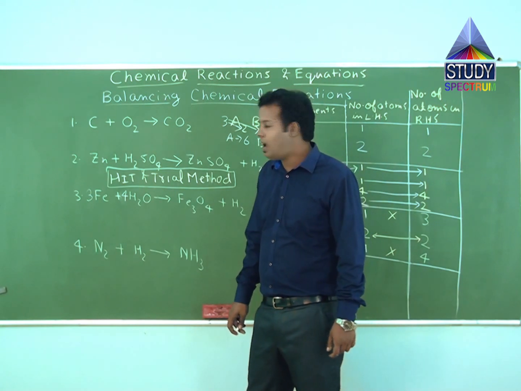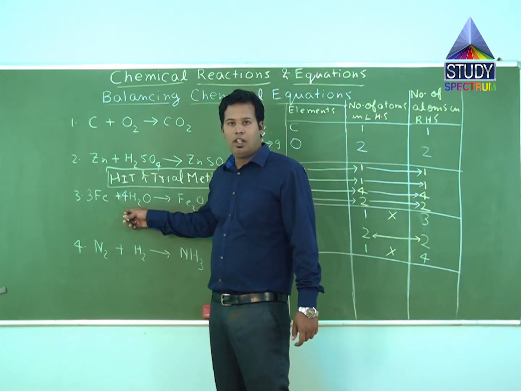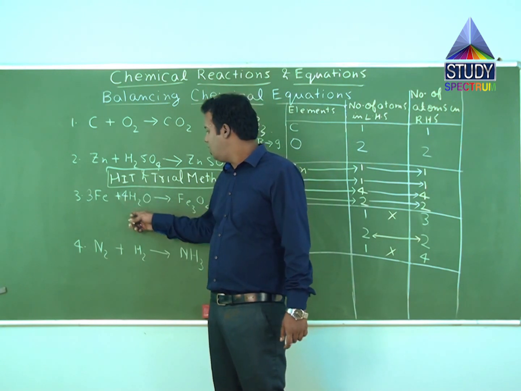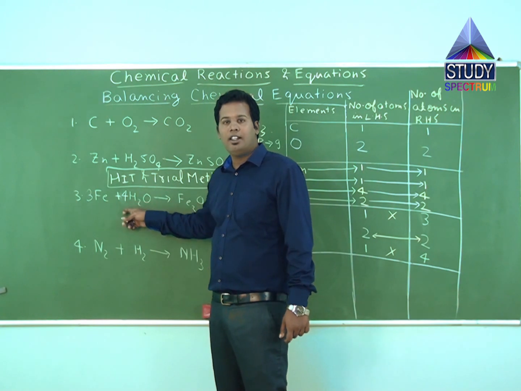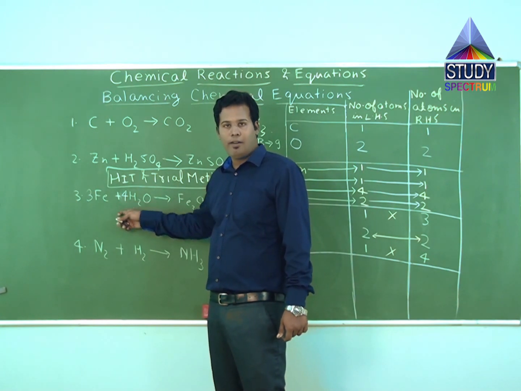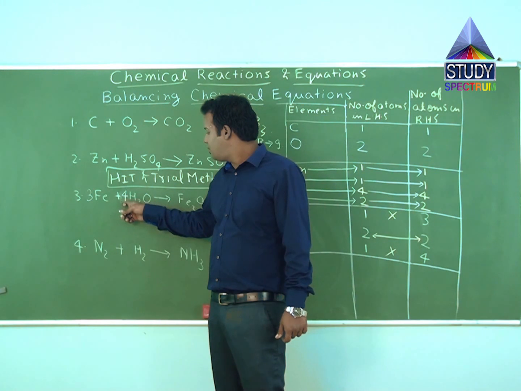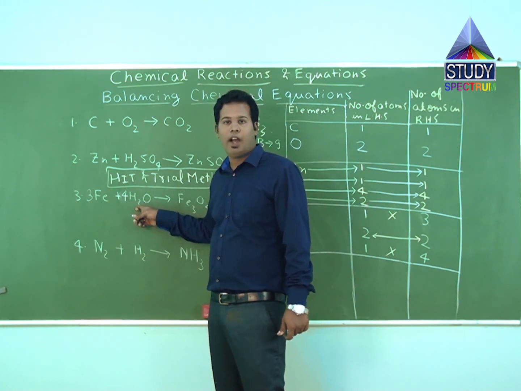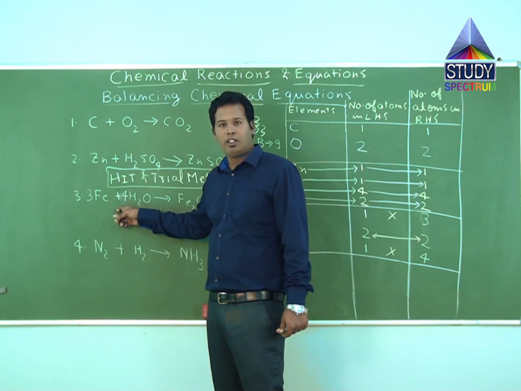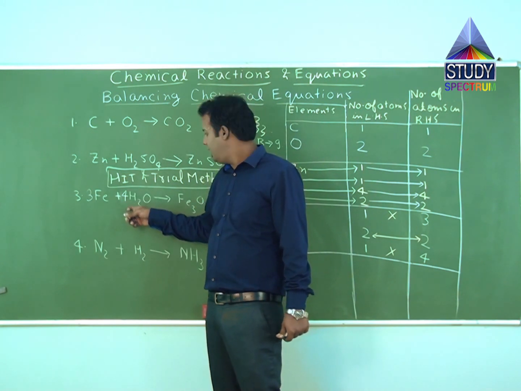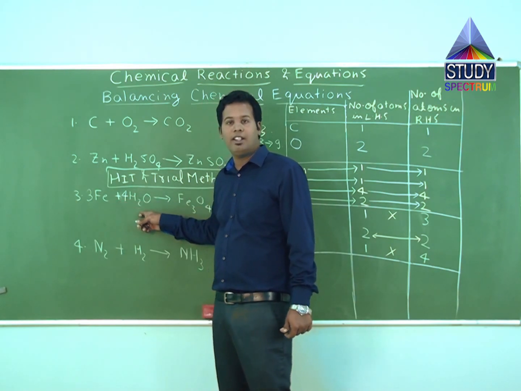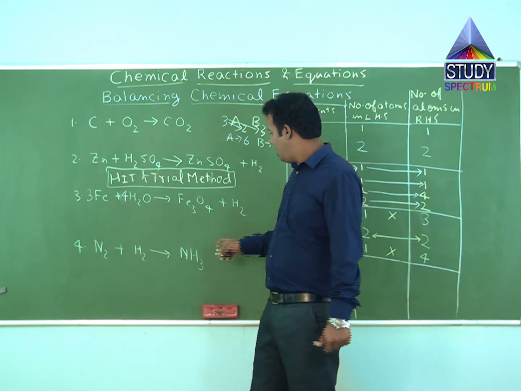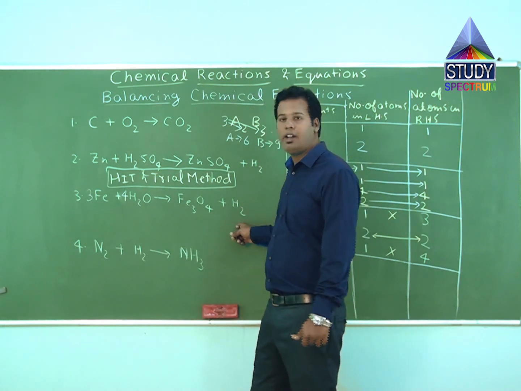But a new problem has just arisen. If you see hydrogen, by placing 4 ahead of H2O, by changing the coefficient of H2O to 4, the number of hydrogen atoms will become 4 into 2. The suffix of hydrogen atoms in this compound is 2. You have made the coefficient of this compound 4. It means the number of hydrogen atoms in LHS will now be 4 into 2, that is 8. But if you see RHS, there are only 2 hydrogen atoms.